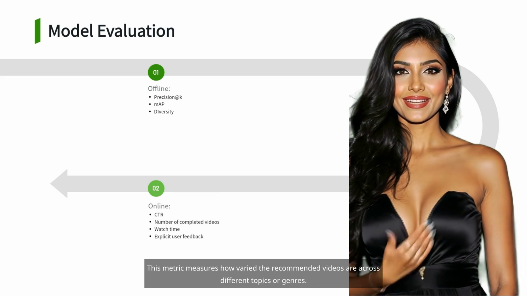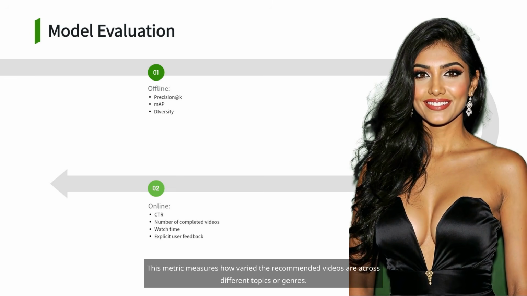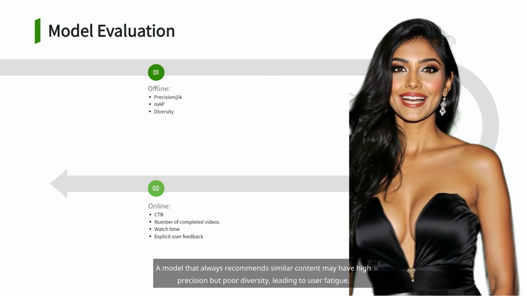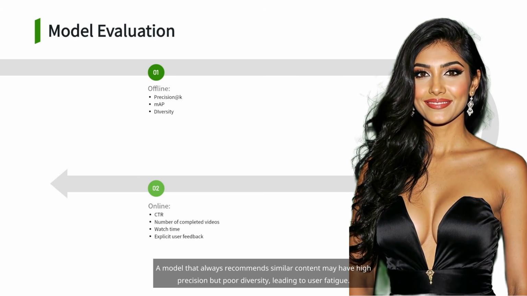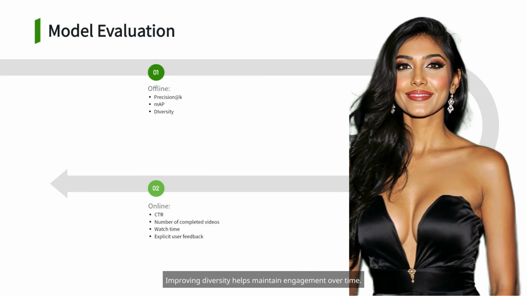Diversity. This metric measures how varied the recommended videos are across different topics or genres. A model that always recommends similar content may have high precision but poor diversity, leading to user fatigue. Improving diversity helps maintain engagement over time.